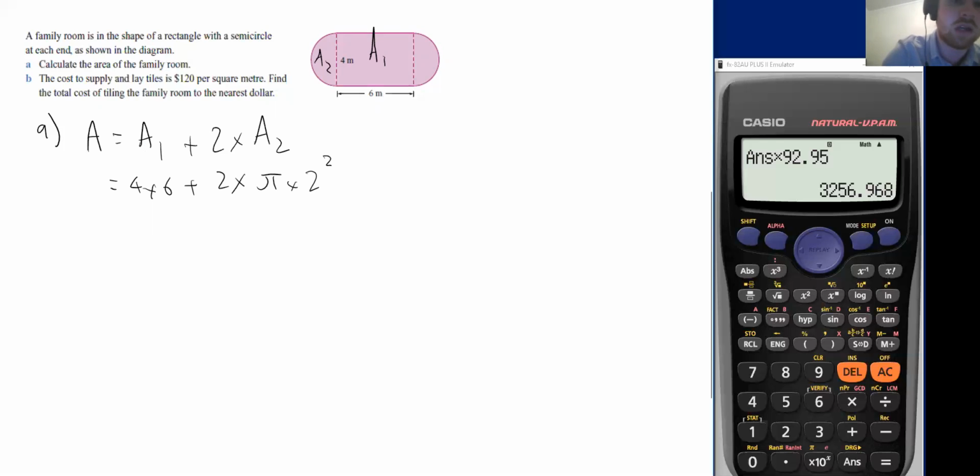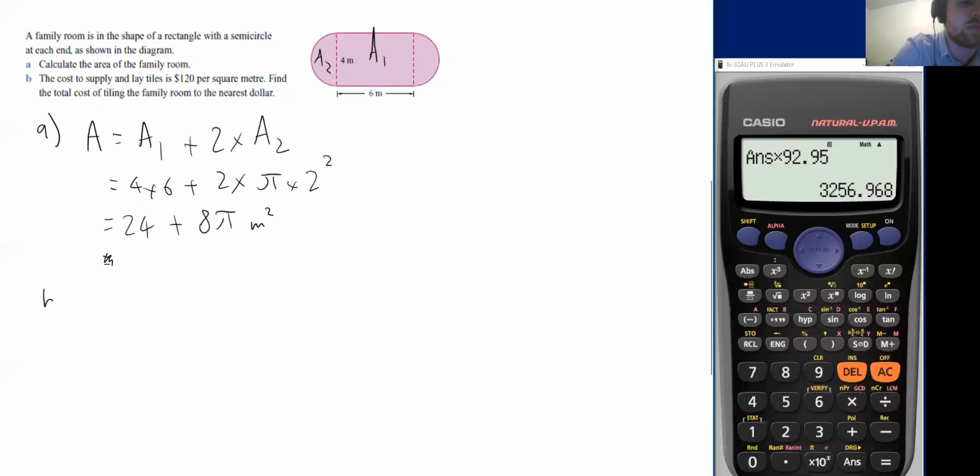Okay, so now we can simplify this. 24 plus 2 times 4 pi, so it's going to be 8 pi. This is in meters squared. Let's just leave it like that for now, and we'll round at the end.